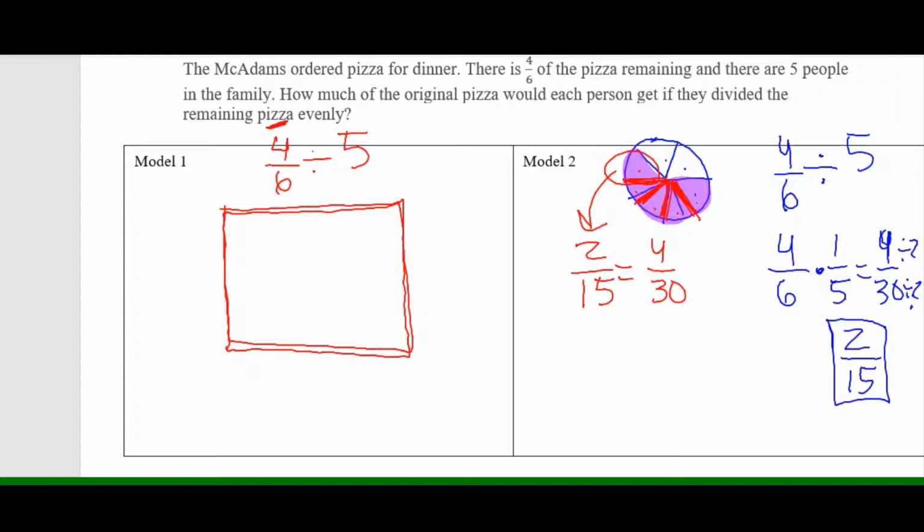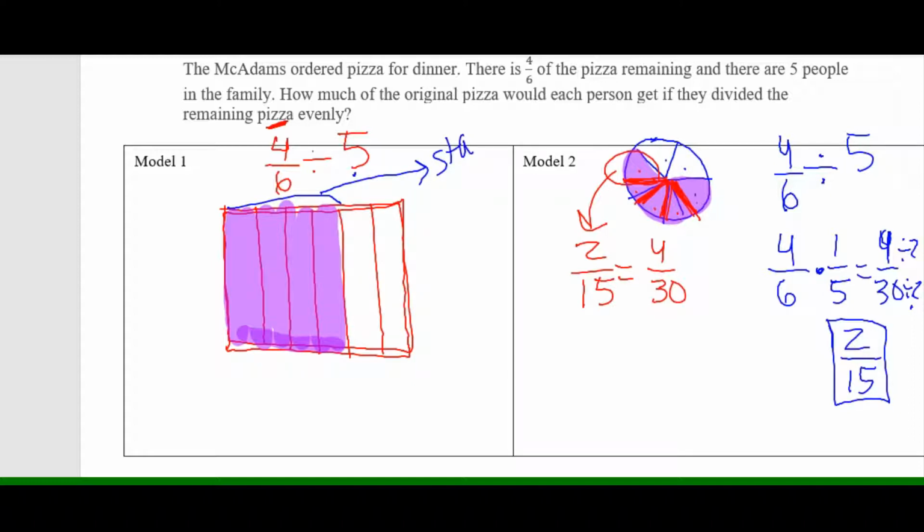So how can you show 4/6 from a whole? You have to divide it into 6 parts. 1, 2, 3, 4, 5, 6, and then we need to shade 4 of the 6. So this is the pizza that we have left over if we're showing the modeling. So this is the 4/6 of the pizza that we have left over. And then we want to divide this evenly between 5 people. So we're starting with the dividend. And this is how you use the model.